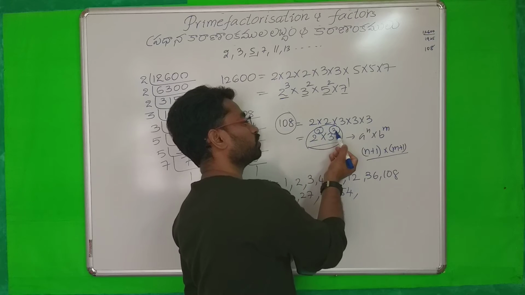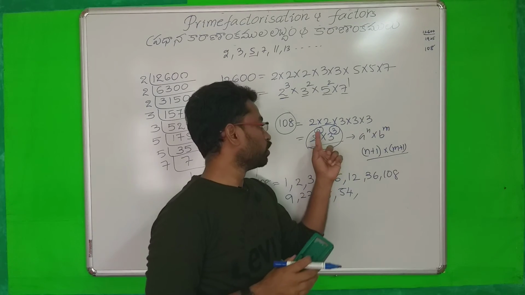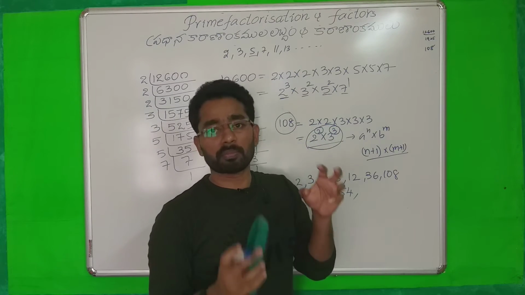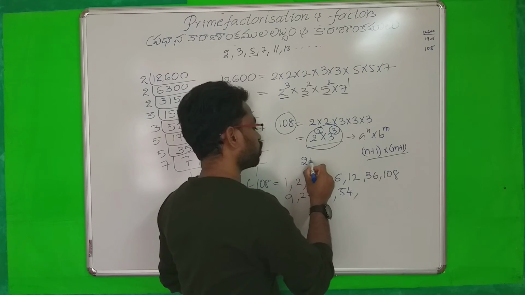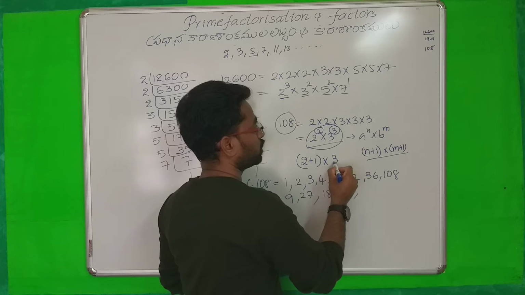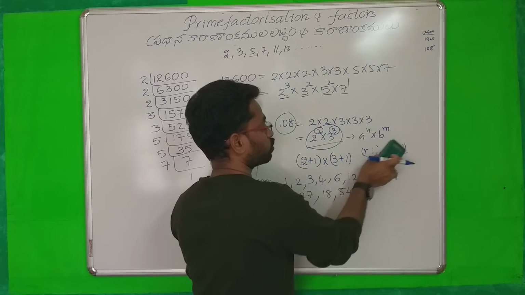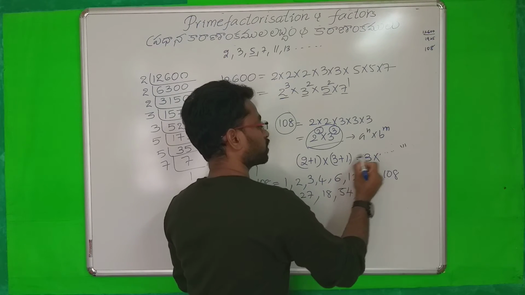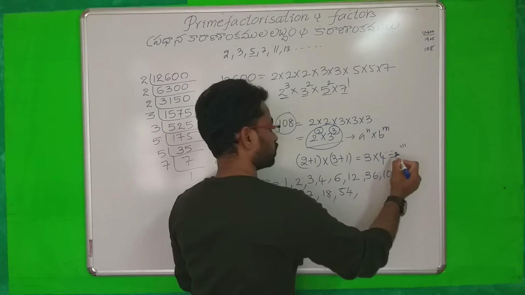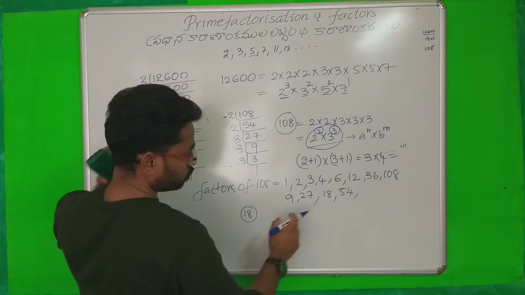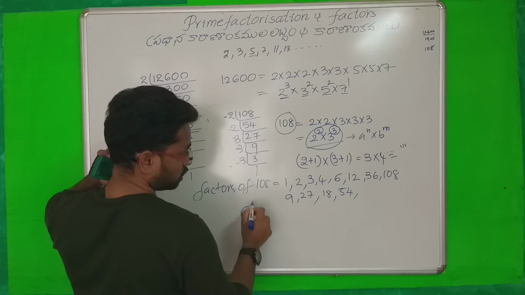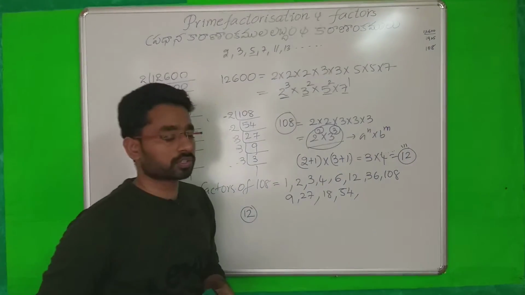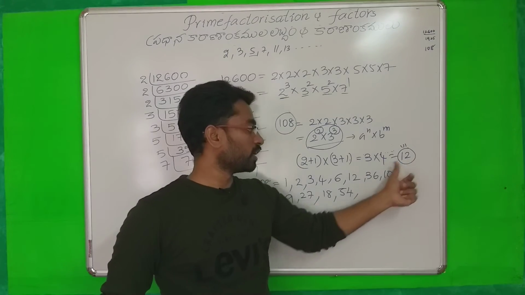Here you need to see the exponents of the primes 2 and 3. For 2 you add 1, and for 3 also add 1, and multiply them. So 2 plus 1 into 3 plus 1. 2 plus 1 is 3, and 3 plus 1 is 4. 3 fours are 12. So you are getting 12 factors.